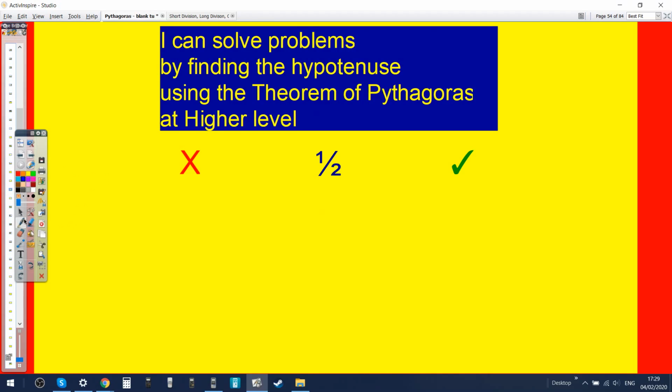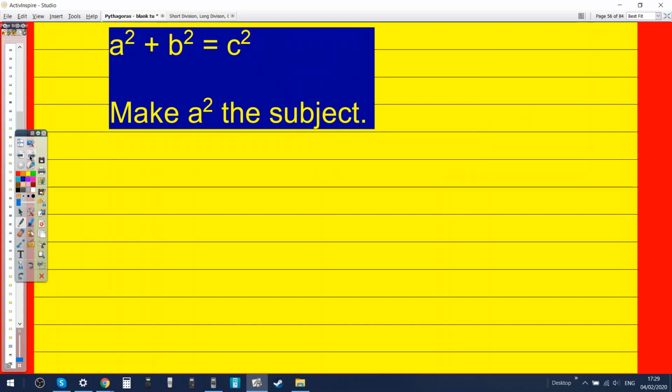Okay, so how do you feel about that Pythagoras stuff? Yeah, I understand it. Okay, so you did a 5 marker. I'm happy with that. Okay, how do we make a squared the subject? So that means make it a squared equals. You would subtract b squared from both sides. So that would leave you with just a squared on the left side. What would be on the right side? Is it minus b squared? You had c squared, and so it'll now be c squared minus b squared.